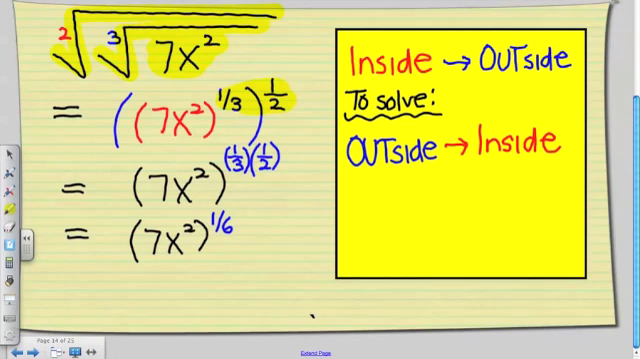Now remember, 7 and x squared, they're like two best friends, but they're stuck together, two separate entities. The 7 is separate, and the x squared is separate.